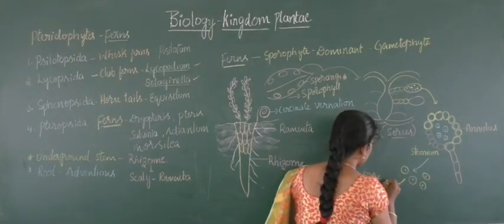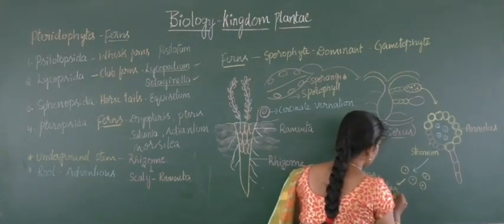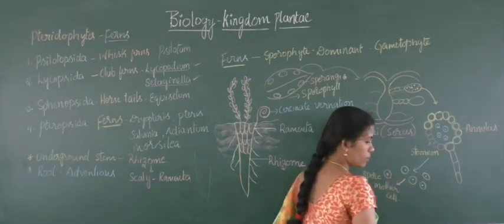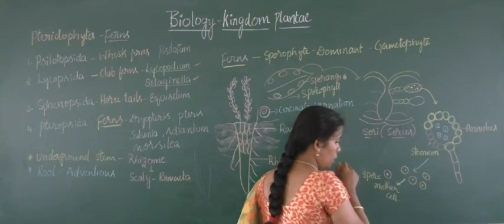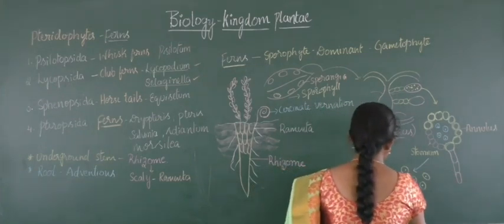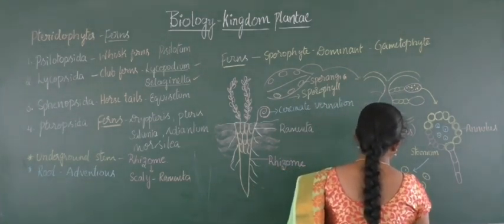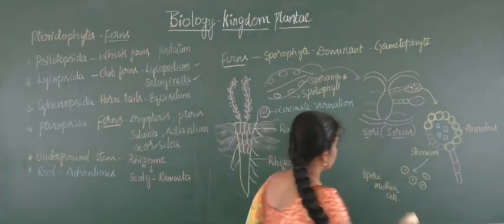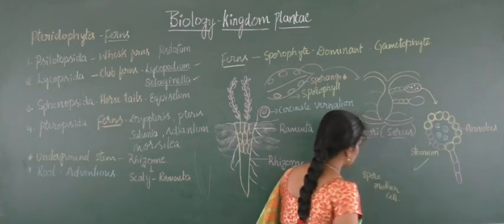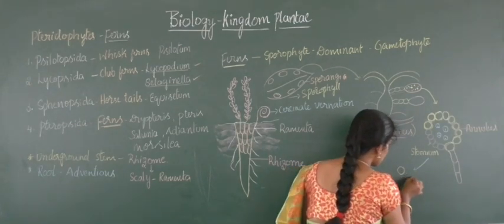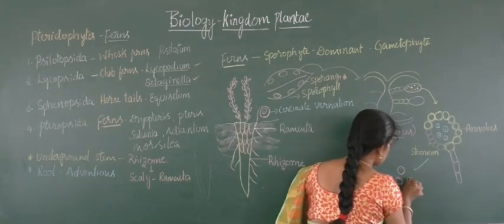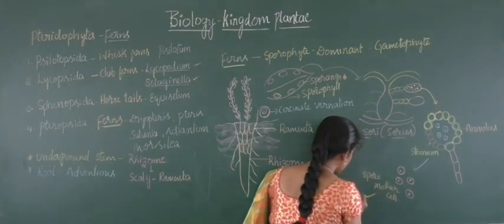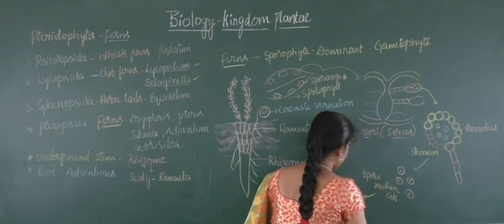Spore mother cell, I will take only one structure, right? Spore mother cells, and these are said to be spore mother cells, and by meiosis they become single spores.